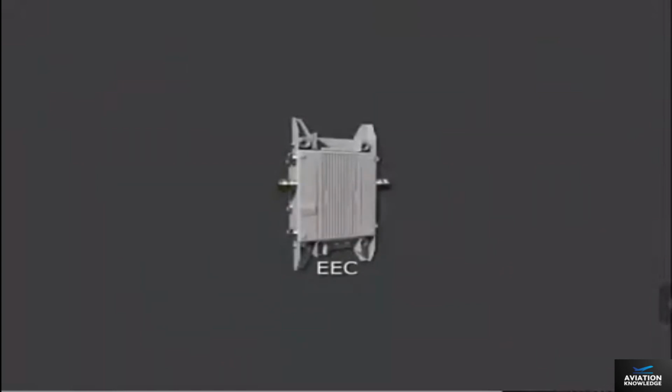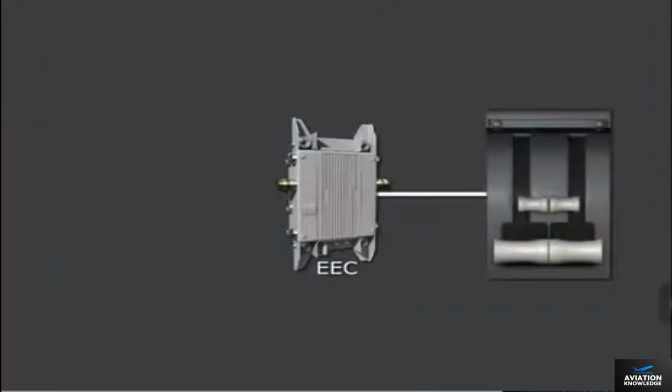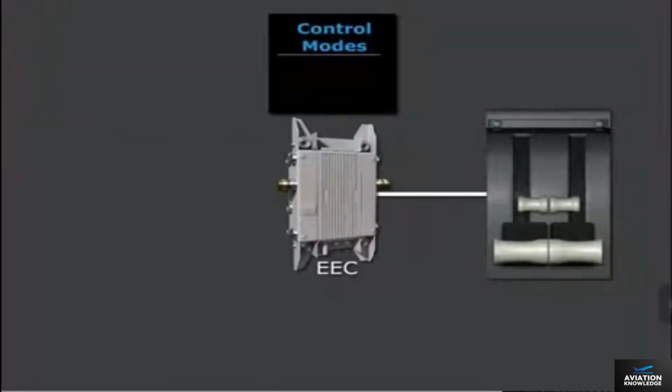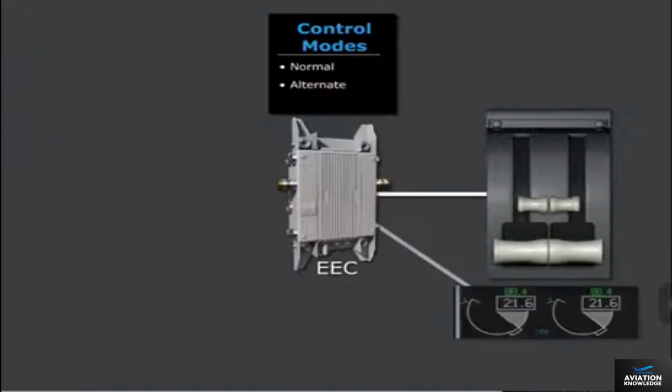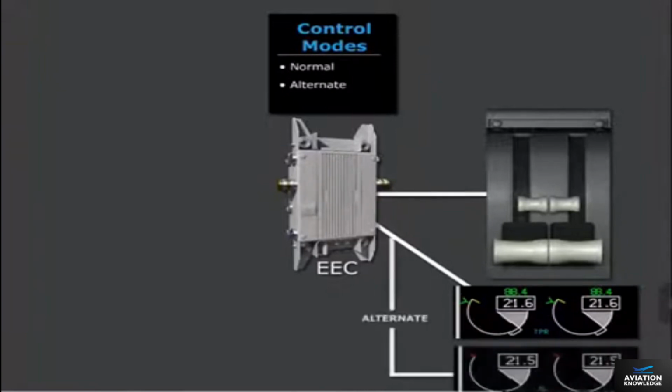Each electronic engine control has full authority over its respective engine operation. The EEC uses thrust lever inputs to automatically control forward and reverse thrust. The EEC has two control modes: normal and alternate. In the normal mode, the EEC uses TPR as the parameter for setting thrust. In alternate, N1 RPM is the thrust reference parameter.